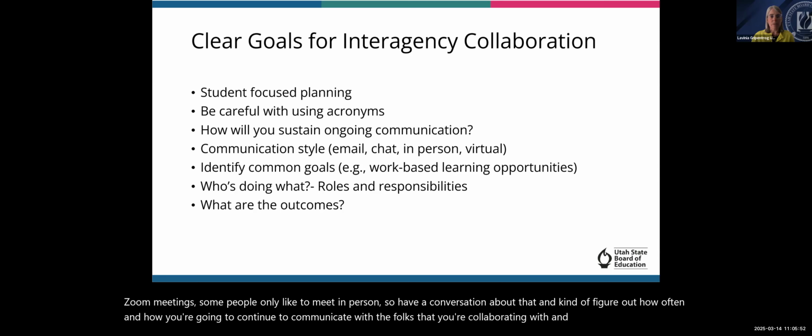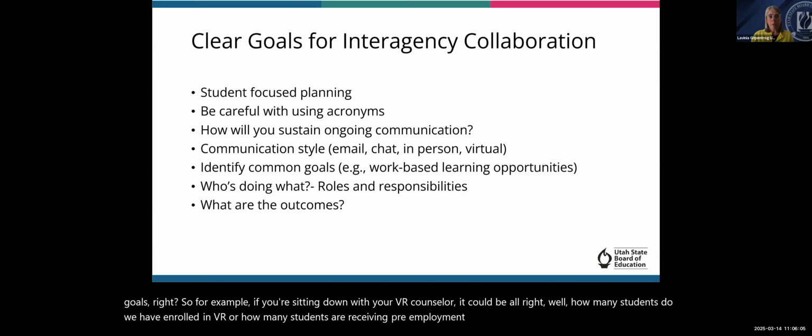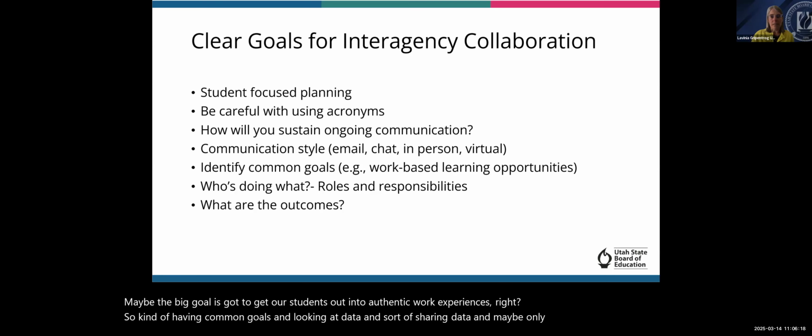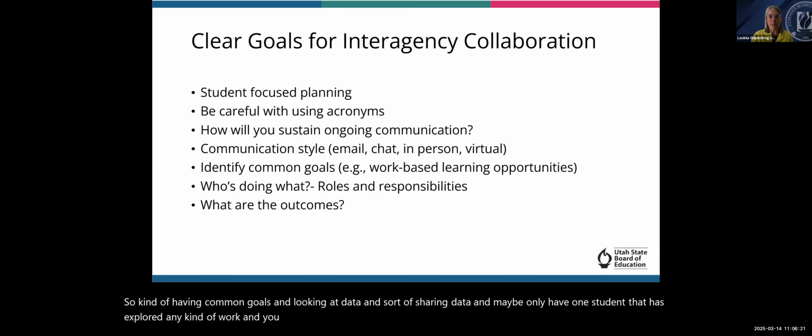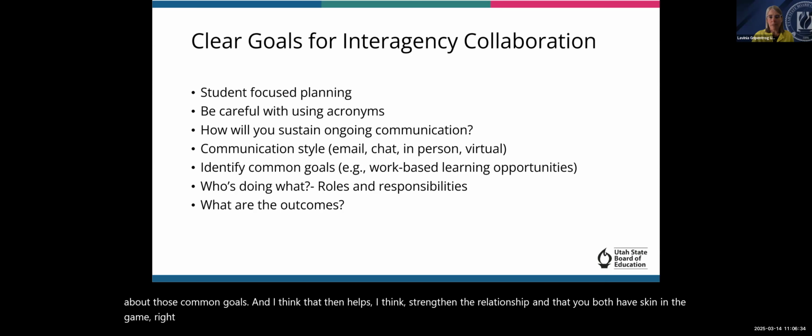And then identify common goals, right? So for example, if you're sitting down with your VR counselor, it could be, all right, how many students do we have enrolled in VR? Or how many students are receiving pre-employment transition services? Or maybe the big goal is we've got to get our students out into authentic work experiences, right? So having common goals and looking at and sharing data, and maybe you only have one student that has explored any kind of work, and maybe by the end of the year you want that to be 5. So really having conversations about those common goals. And I think that helps strengthen the relationship, and you both have skin in the game, right? It's helping their outcomes, and it's also helping your outcomes and your students'.